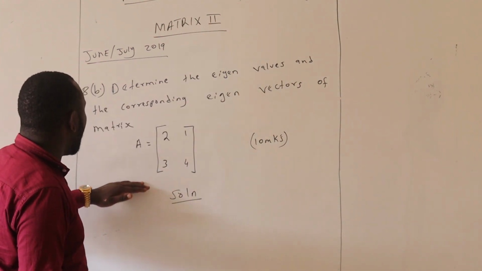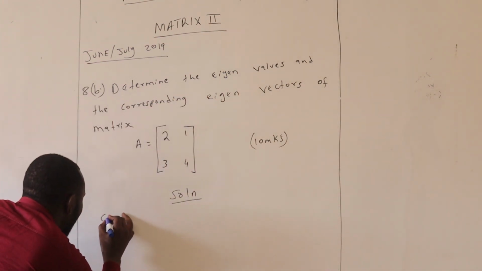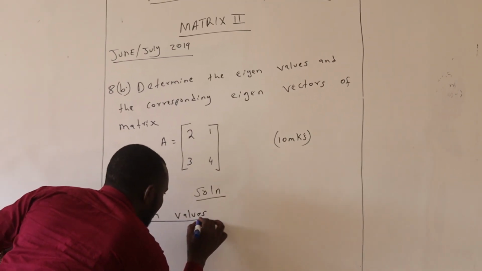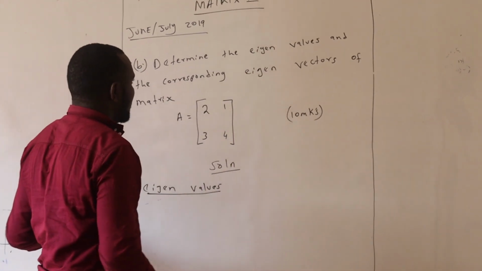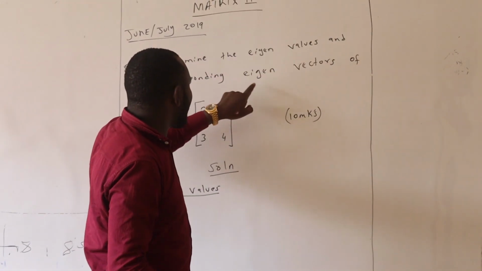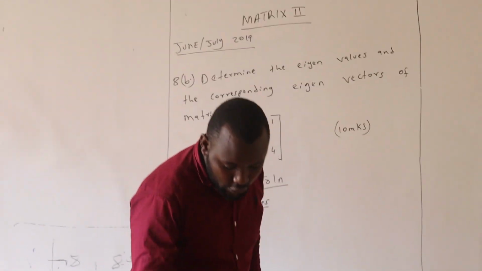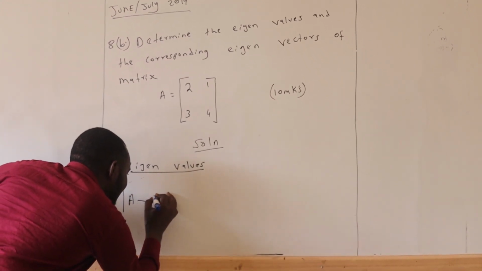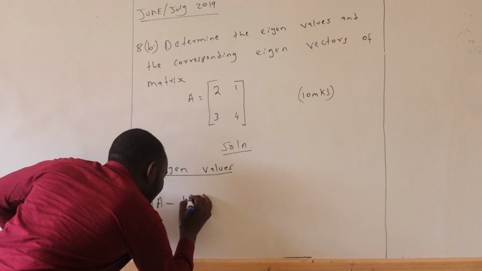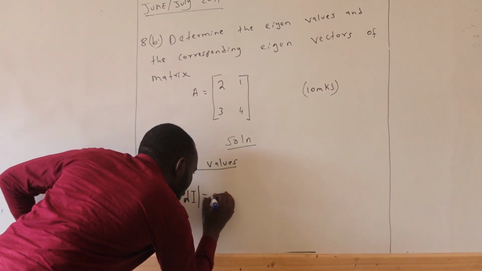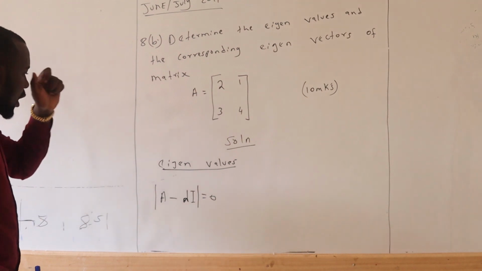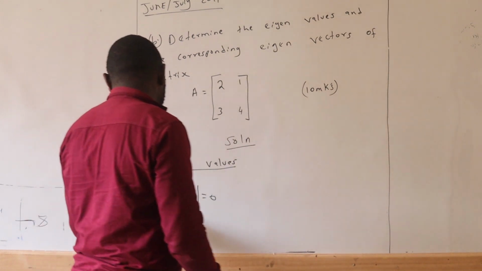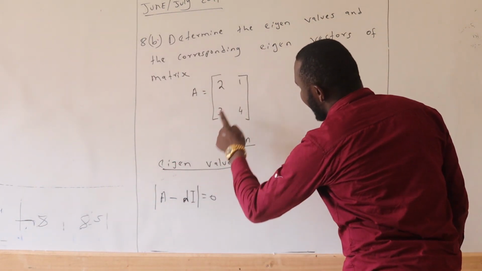What is the formula of solving? I'll start with the eigenvalues. Because this one is a 10 marks question, eigenvalues is 5 marks. Eigenvector is also 5 marks. So, if I have the determinant of A minus lambda multiplied by the unit vector is equal to 0, this is the formula that we are going to use to get the eigenvalues. Now let's continue. So we have our vector A here.